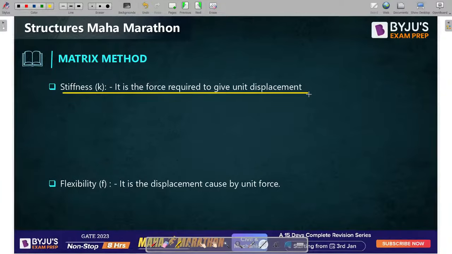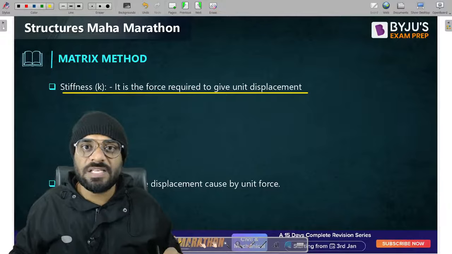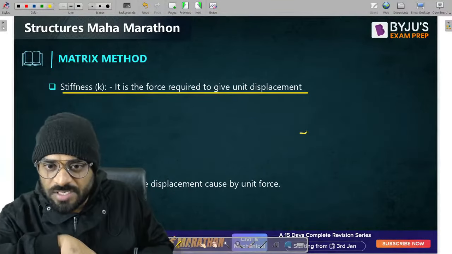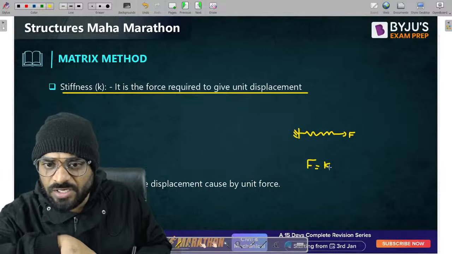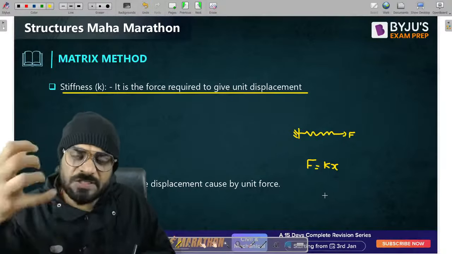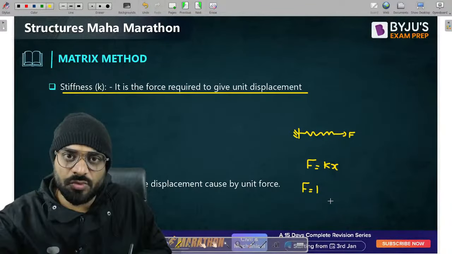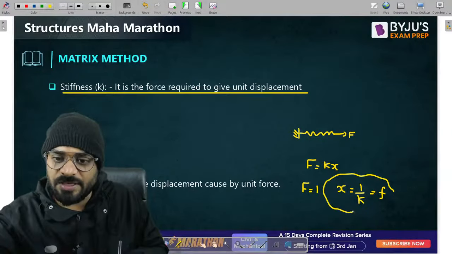Now guys, as we already know what stiffness is, this particular part we have discussed. Now the question is, what is flexibility? Flexibility is the displacement caused by unit force. What does it mean actually? Let me show you. Let us suppose this is a spring. If I apply a certain force F, we can write F is equal to K into X. So how much displacement is caused by unit force? That means F is equal to 1. Then X is equal to how much? 1 by K, right? And this 1 by K is our flexibility.